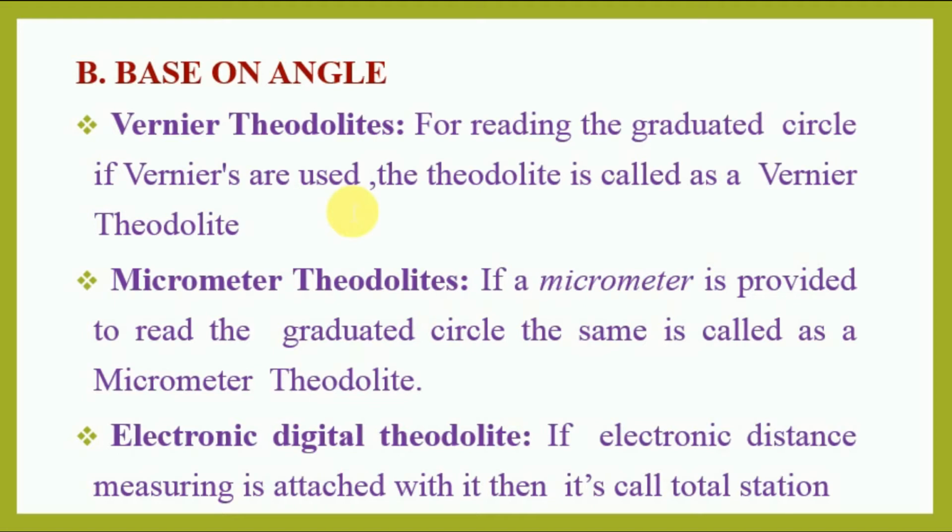Based on angle, there are three classifications: vernier theodolite, micrometer theodolite, and electronic digital theodolite. Vernier theodolite is said when the vernier is attached to the graduated circle. Micrometer theodolite is said when a micrometer is attached to the graduated circle. And electronic digital theodolite is said when electronic distance measuring is attached to the theodolite. We can say another name is total station.